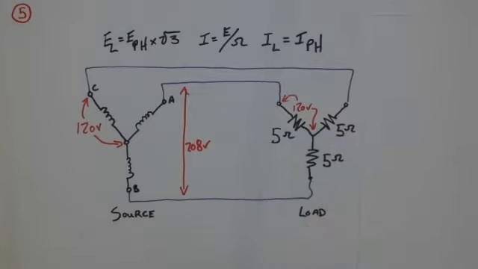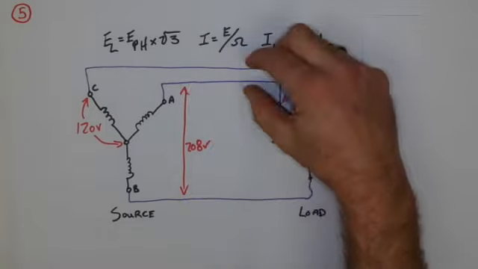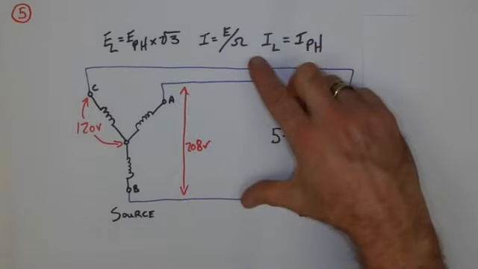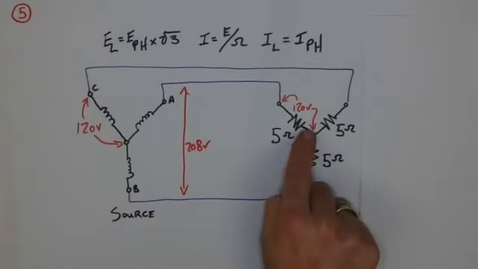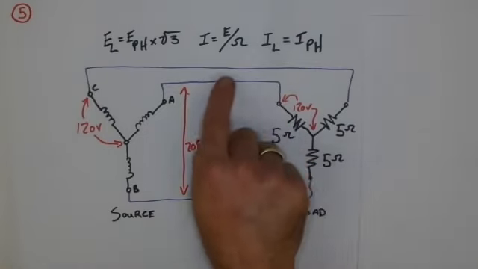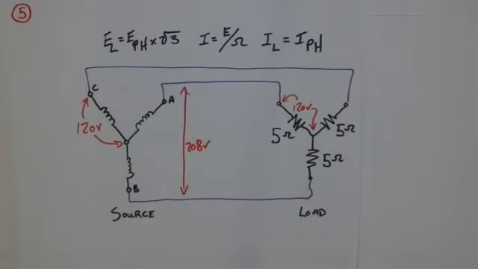What is the line voltage for all of my conductors? Well, that would be 208, 208, and 208. And finally, what is the current that is flowing through the phase and the line of this circuit?